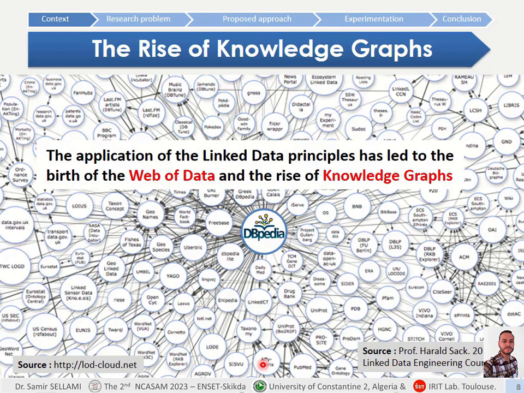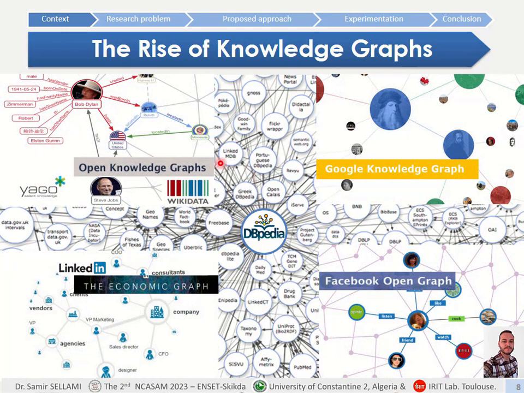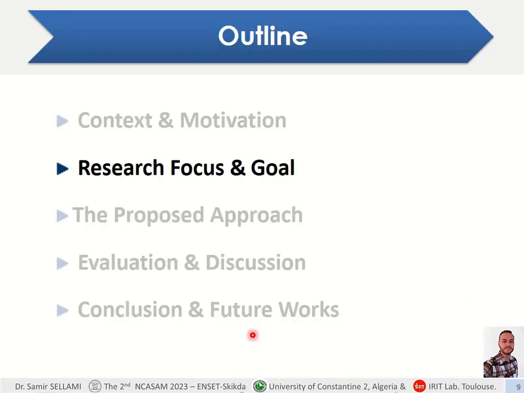The application of the linked data principles has led to the birth of the web of data and to the rise of the knowledge graph. The picture you see in the background represents the Linked Open Data Cloud, and within its center you see the DBpedia knowledge graph. After that, we have seen several knowledge graph projects emerging, open knowledge graphs such as Wikidata and Yahoo, the Google Knowledge Graph, Facebook Open Graph, and many others. So this was the context. Let's now move to our research focus and goal.